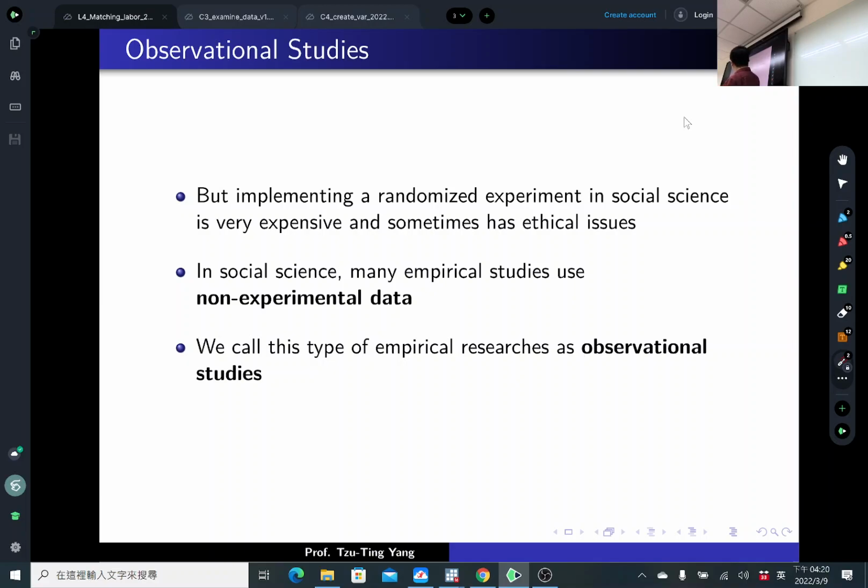And we usually call this type of empirical research observational studies, because the researcher can only observe who gets a treatment and who does not. We cannot decide who gets treatment or not. We just observe. We are kind of like an observer to see who gets a treatment and who does not. But we cannot assign a treatment like we do in a randomized control experiment. Okay, so that's the typical case in social science.